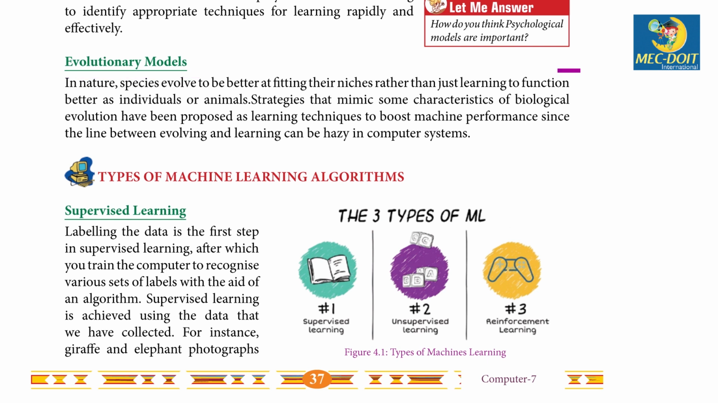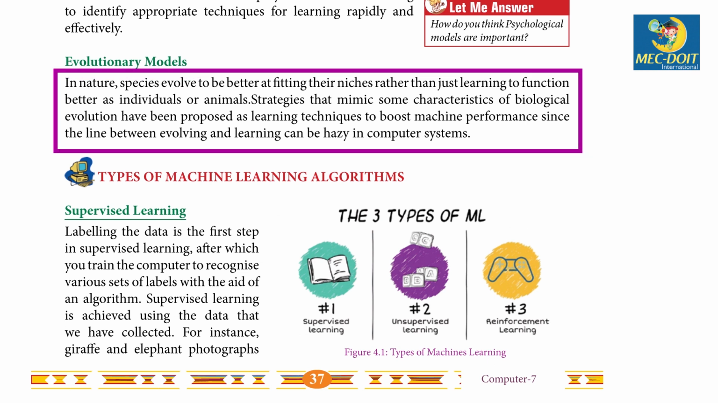Evolutionary models. In nature, species evolved to be better at fitting their niche rather than just learning to function better as individuals or animals. Strategies that mimic some characteristics of biological evolution have been proposed as learning techniques to boost machine performance, since the line between evolving and learning can be hazy in computer systems.